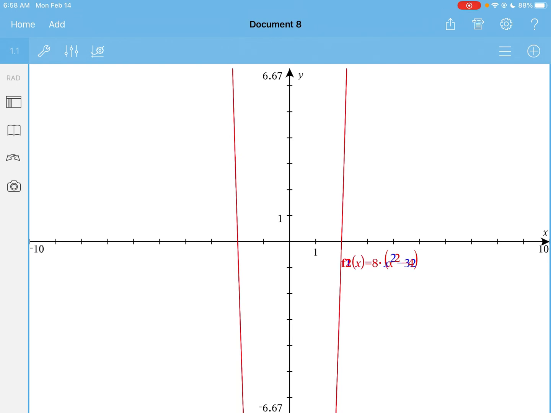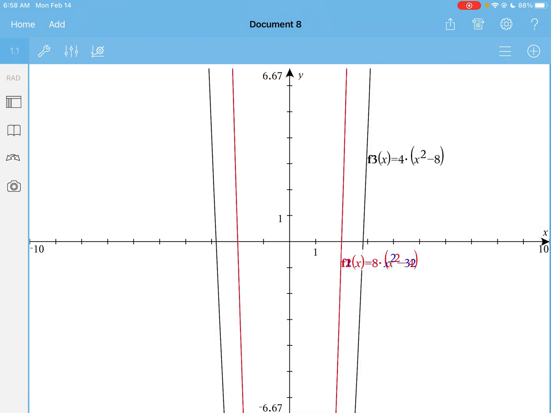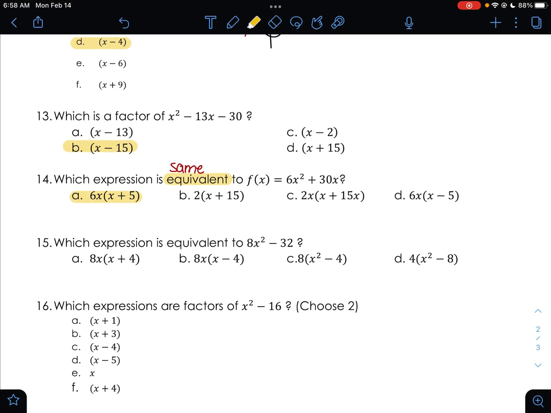Okay, so I'm going to double check that last one. So here we go, tab. I'm going to leave that one that was correct in there and rewrite the last one in a new line. So 4 times x squared minus 8, not the same. So the red answer was our answer, which was answer choice C. And again, you should have written that equivalent is the same.